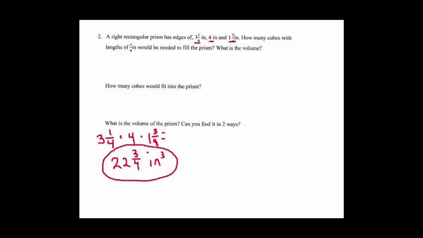And now the question asks, what is the volume of the prism? And can you find it in two ways? So the first way that you can find the volume of the larger prism is by multiplying the length times the width times the height. And so your answer is 22 3/4 cubic inches. Now the other way in which you can find this is by going back to how we use the dimensions in the first problem.